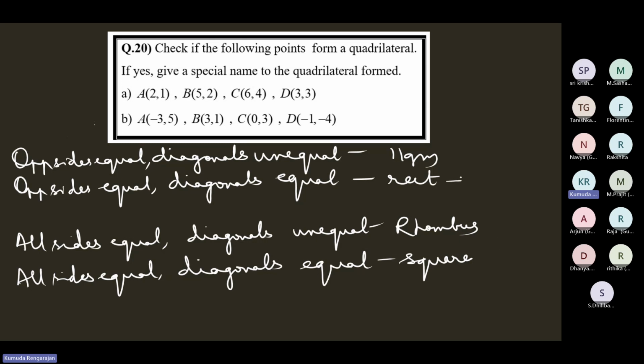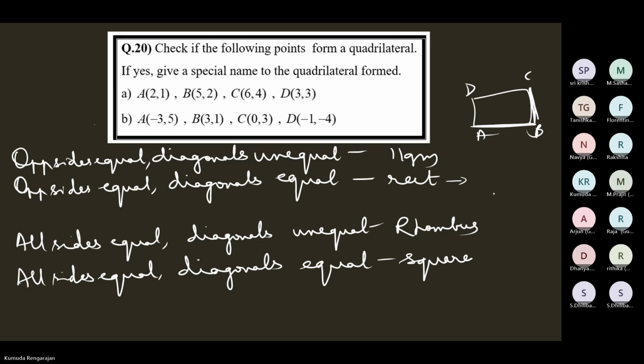So sometimes you may be asked to show that the 4 points form one of these. And if it's a rectangle, they'll also ask you to find the area of the rectangle. So area of the rectangle is L into B. You'd have found everything, AB, BC, CD, AD. So AB into BC, length into breadth, will be the area of the rectangle.